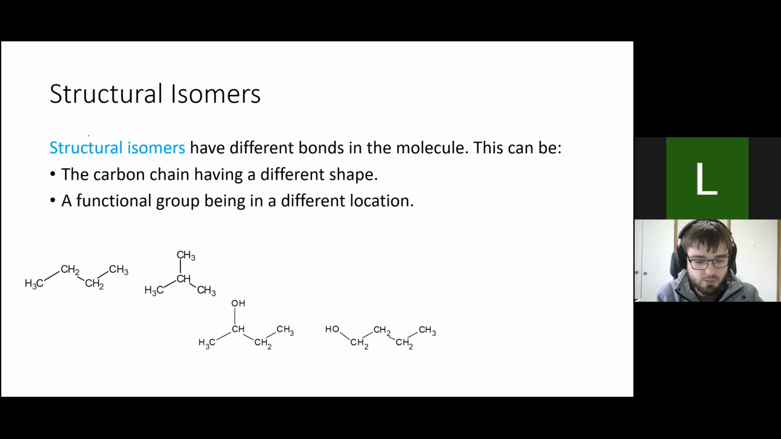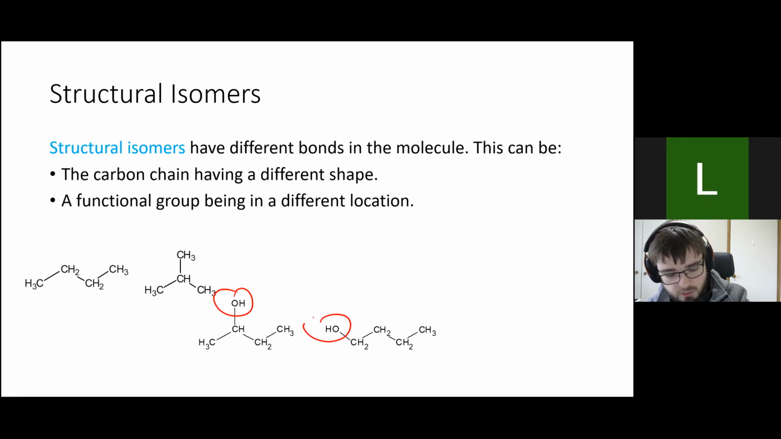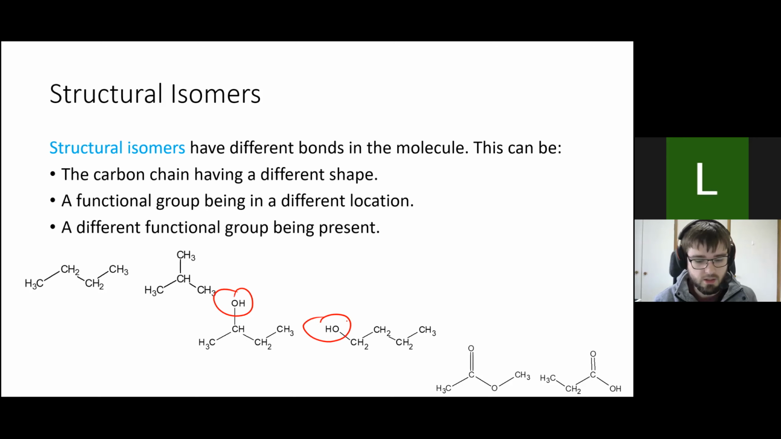We can have a functional group in a different location. Here we have the hydroxyl group on the second carbon, and here it's on the first carbon. So one would be butan-1-ol, one would be butan-2-ol. And we can have a different functional group altogether. Here we've got an ester and a carboxylic acid. They have the same molecular formula, but different structural formulae, so we'd say that they're isomers of each other.